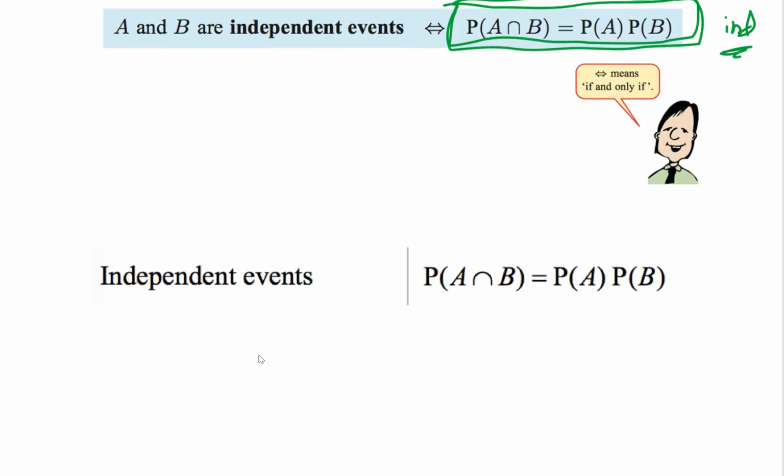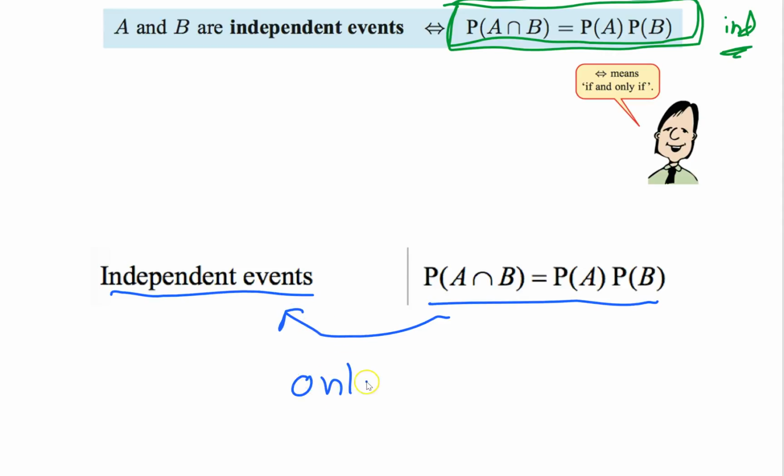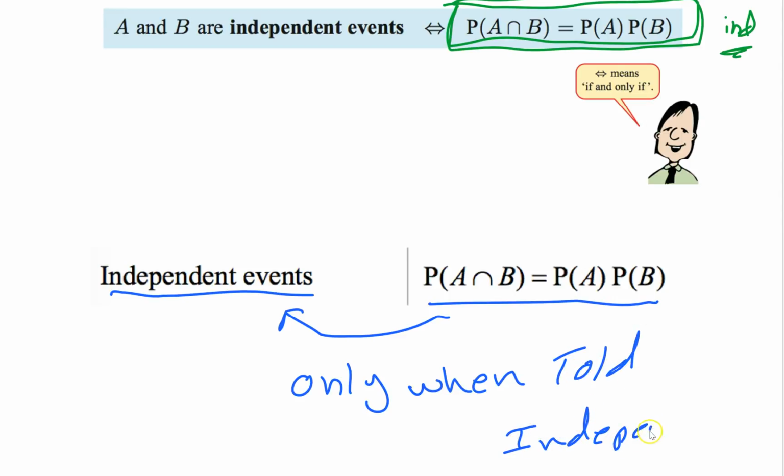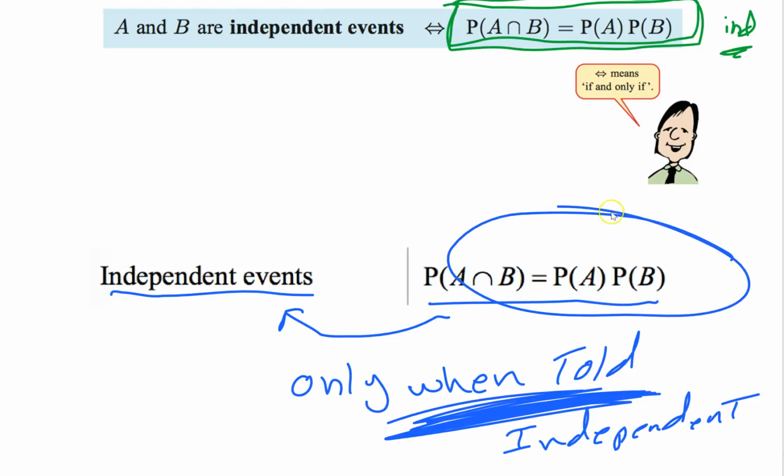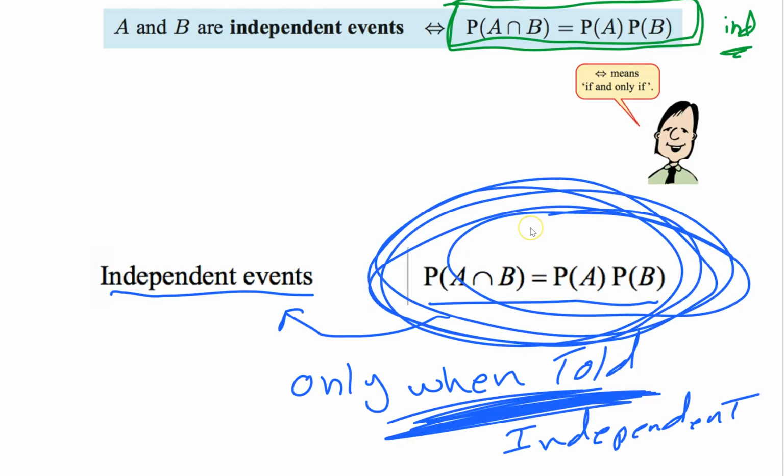Let's look at the formula right here. Again, this is in your formula sheet. Independent events, probability of A intersection B equals probability of A times probability of B. Again, the thing I have to stress the most is you can only use it when they tell you. Only when told independent. Only time. If they don't mention independent, you can't just go, oh, it's independent. No. Only when they tell you. It's the only time you can use this formula. Cannot stress that enough. That's the number one mistake people make. They just use it willy-nilly. Only when they tell you.